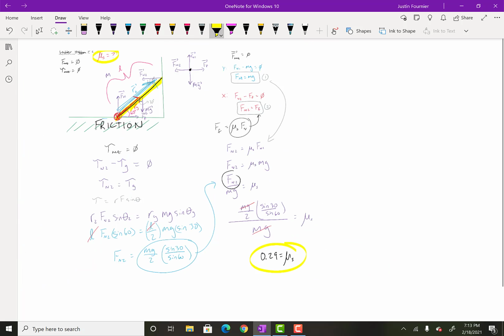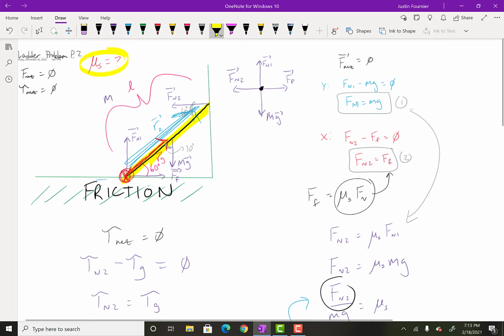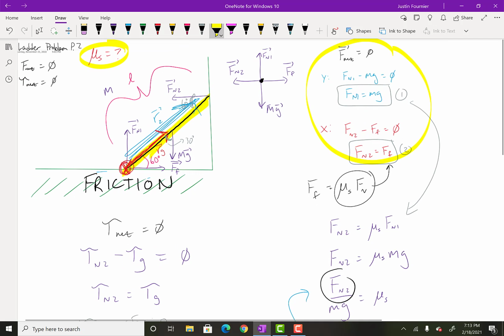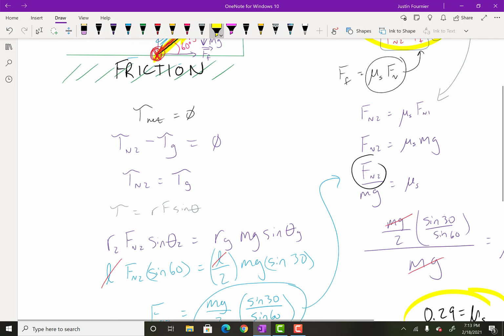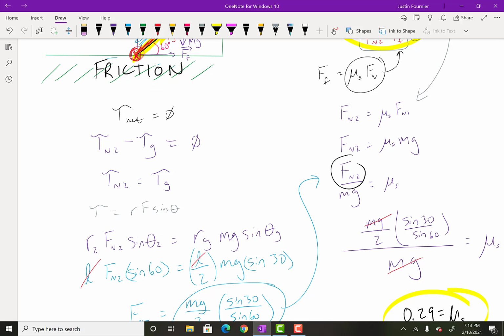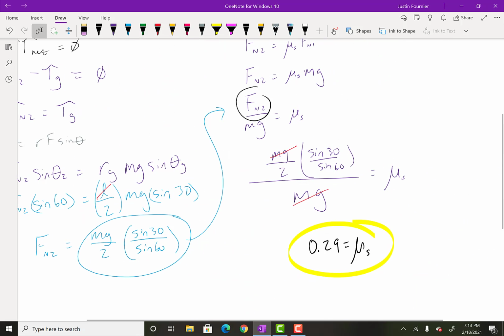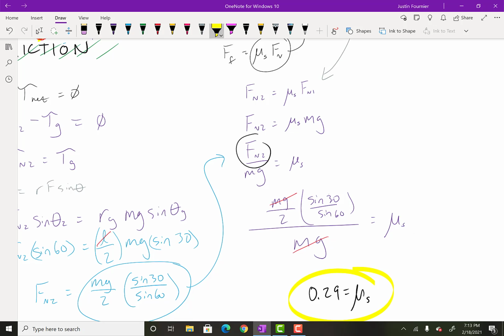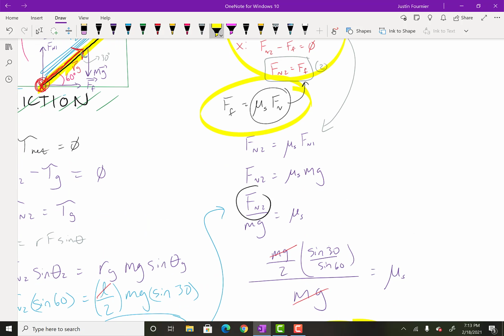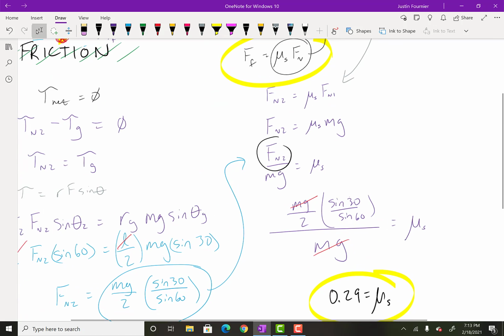Yay! So again, I used F net equals 0, but did it in the y and x components. Then I applied torque net equals I alpha, and combined things and simplified. I also made sure to use that definition for the coefficient of static friction when something's about ready to slip, and I get 0.29. Awesome.